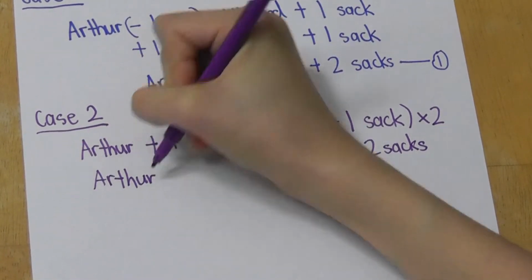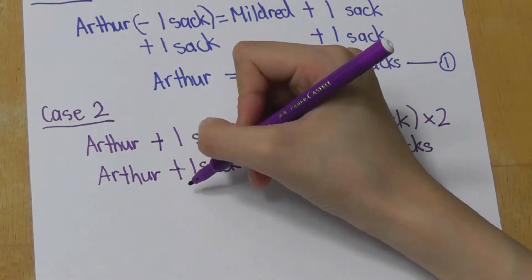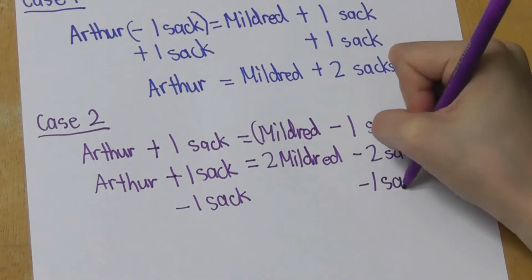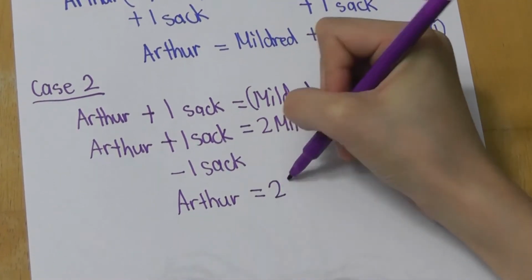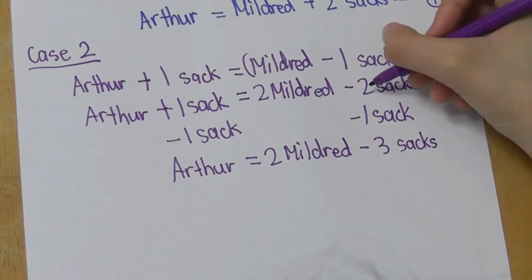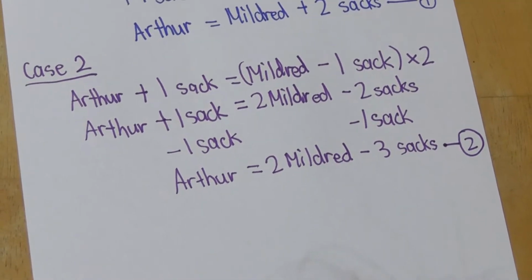And then we'll use the same technique as we used in case 1. But instead of adding, this time we subtract 1 sack on the left-hand side and we do the same on the right-hand side. And that will leave Arthur, since there are no sacks left. And then there will be 2 Mildred minus 3 sacks. And that is equation 2.